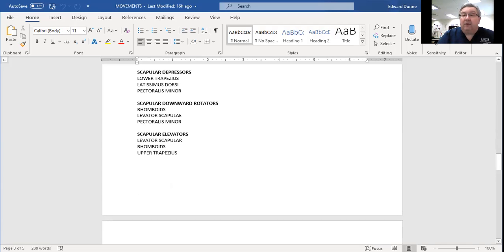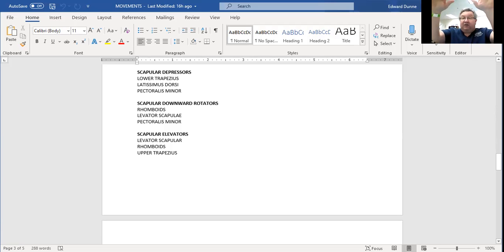So the scapula does a lot of motions. The scapula can be depressed. It can be brought down. It can go in a downward rotation where, let's say my thumb is the glenoid fossa. Downward rotation would be like this, and upward rotation would be like that. So you got depression, downward rotation, upward rotation.